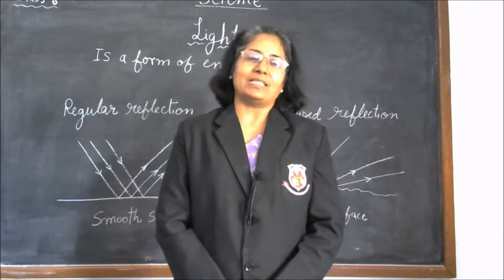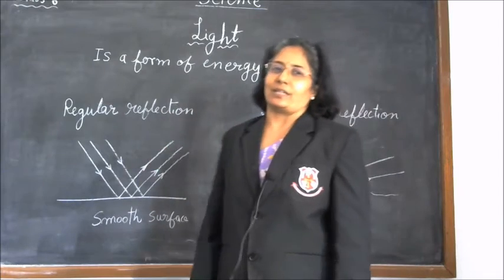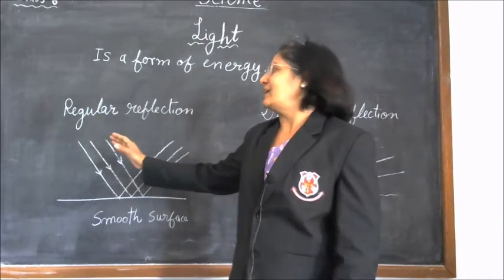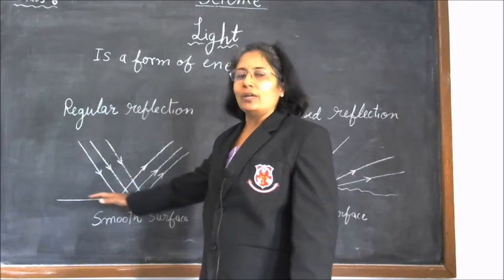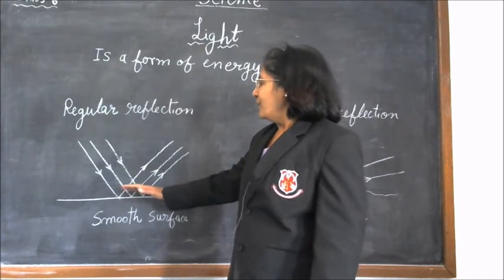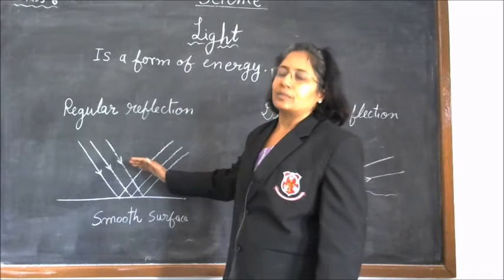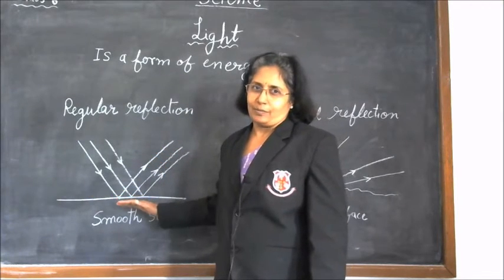Reflection can be classified in two ways. First is regular reflection. When a beam of light, or we can call it incident rays, coming from a source falls on a surface which is smooth, then the reflected rays are also parallel and smooth, and we can see a clear picture of an object.